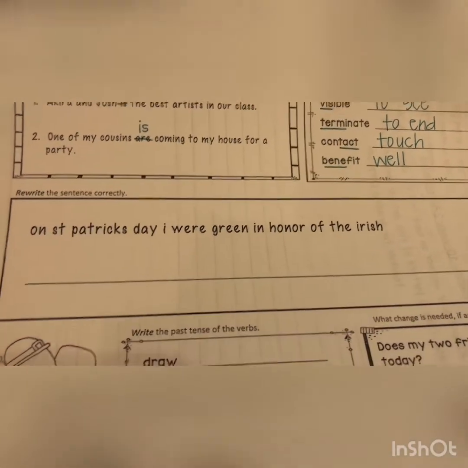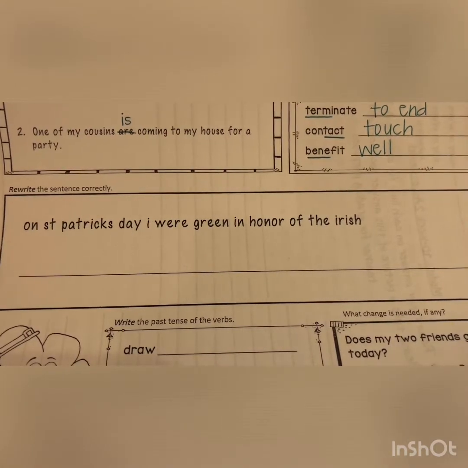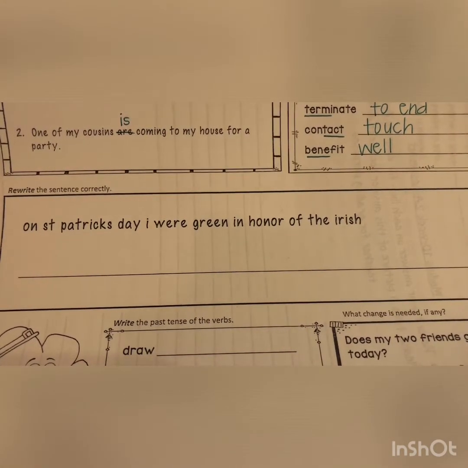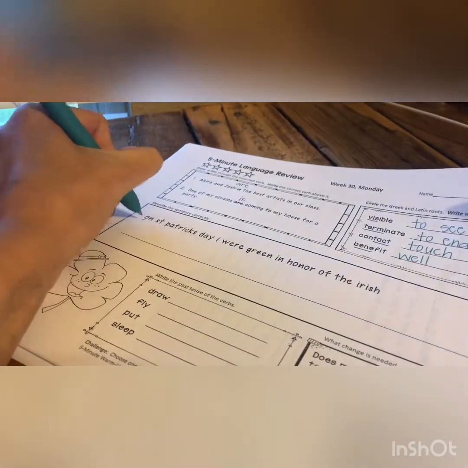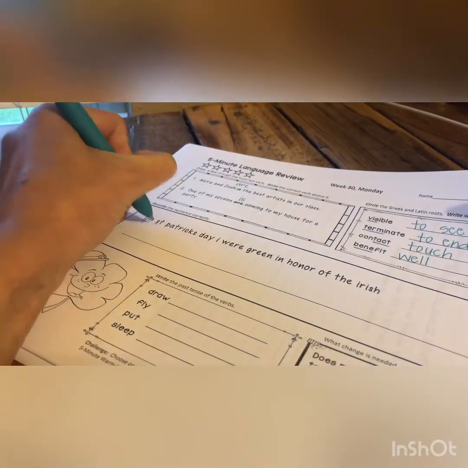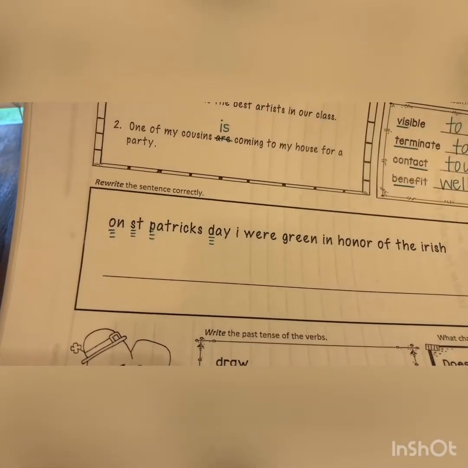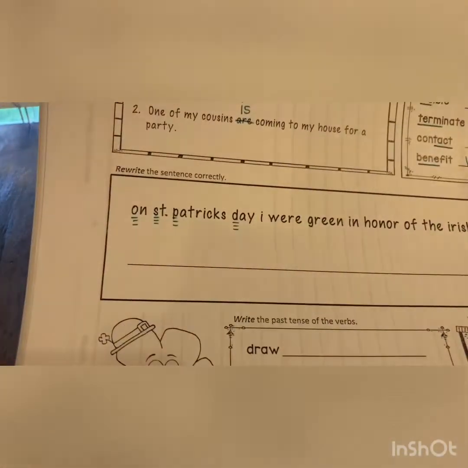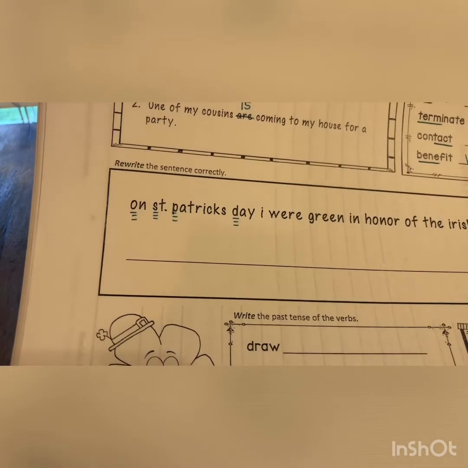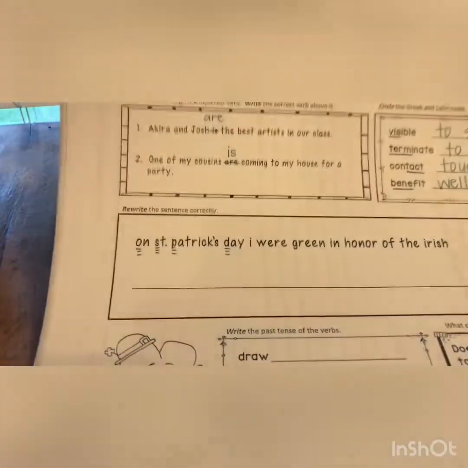Okay, then we have to rewrite our sentence correctly. On St. Patrick's Day, I should be wear green in honor of the Irish. Okay, so on, beginning of our sentence, St. Patrick's Day should be capitalized because that's the name of a holiday. Saint is an abbreviation, so it needs a period. And the day belongs to St. Patrick, so we need a possessive apostrophe right there.